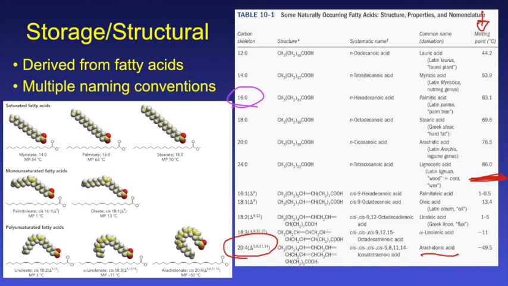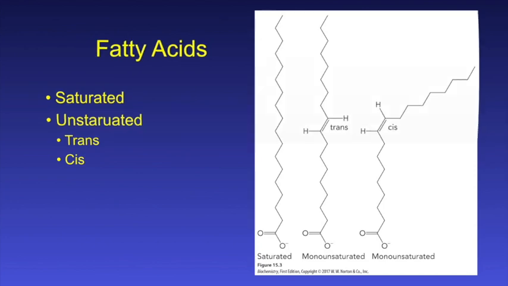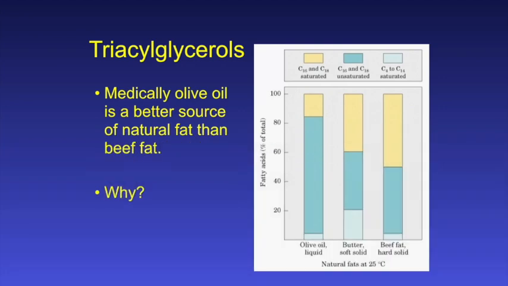Why are saturated fats very bad news? They are not fluid. And they are not fluid where in your body? In your arteries and your veins. And that can block things up. All right? Here's the trans, here's the cis. You can see that the trans really binds and looks very similar to the saturated, and the cis is definitely different. Medically, olive oil is a better source of natural fat than beef fat. Why?